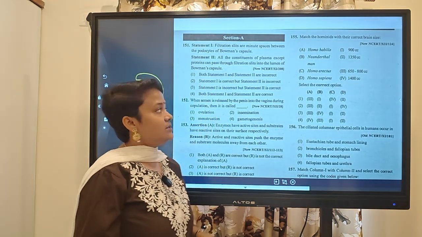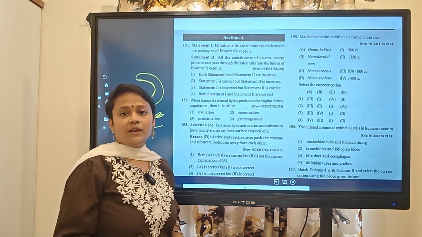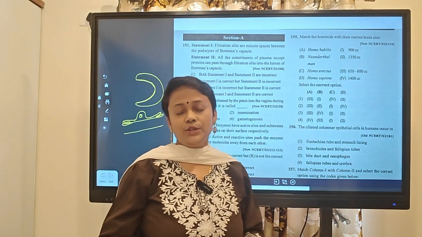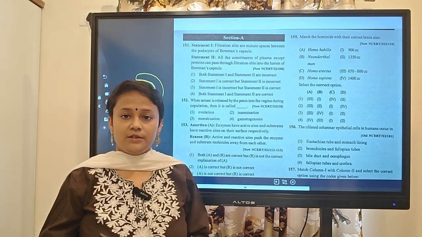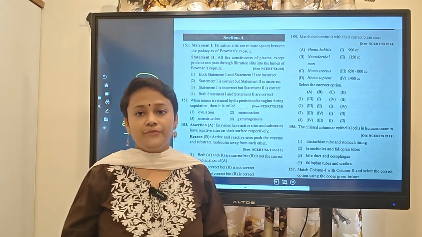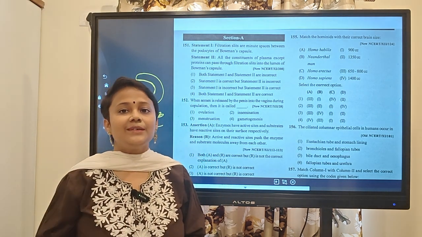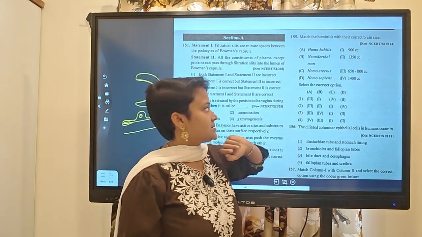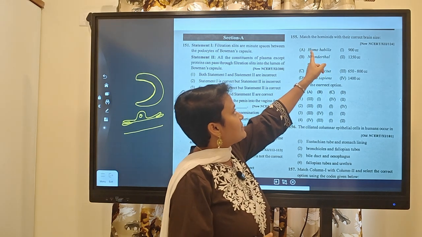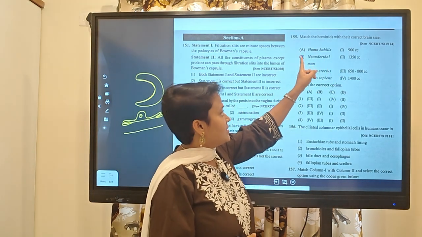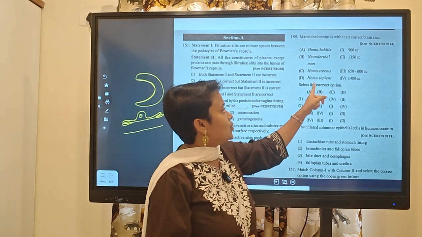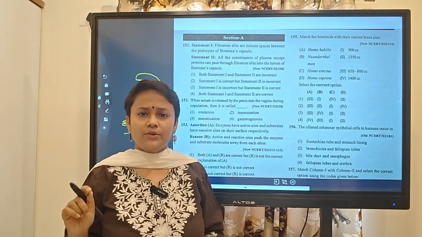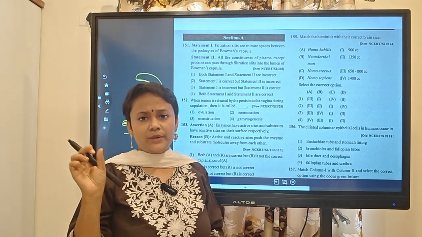Coming to next one, which is 155. It is from human evolution. Now we know that during the gradual evolution of hominids, brain size will increase. So the question came from the cranial capacity or brain size, right? So here they have given Homo habilis, Neanderthal man, Homo erectus, Homo sapiens. So brain size or cranial capacity is a very, very important value to remember, right?